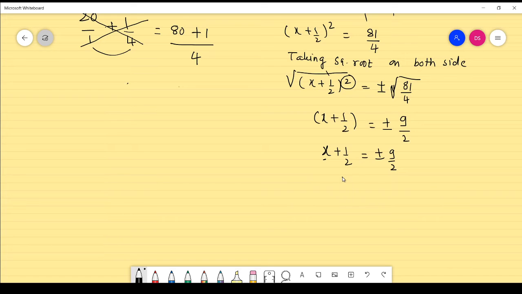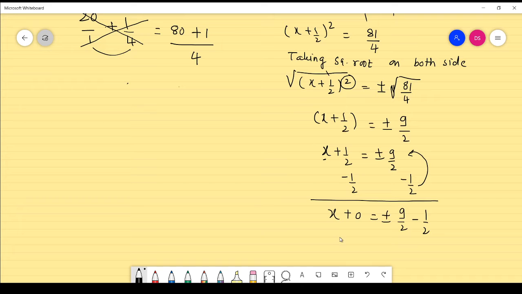So what I'm going to do is subtract 1 by 2, because plus 1 by 2 minus 1 by 2 will get cancelled. Again, I'm going to subtract 1 by 2 from this particular term. So what will be the next step? That will be x plus minus 1 by 2, which is nothing but 0, will be equal to plus minus 9 by 2 minus 1 by 2, because I'm subtracting this 1 by 2 from this term.